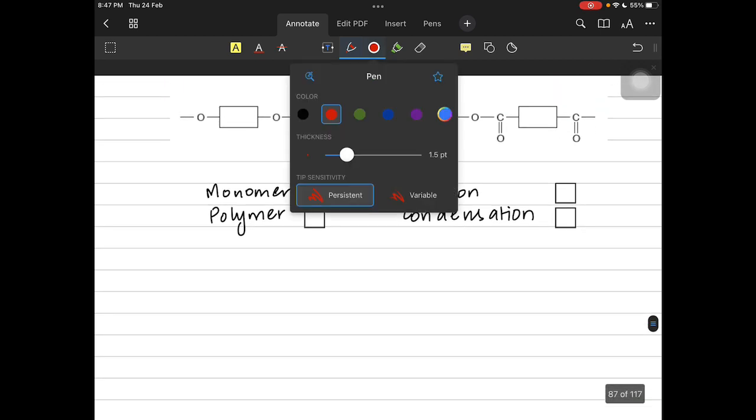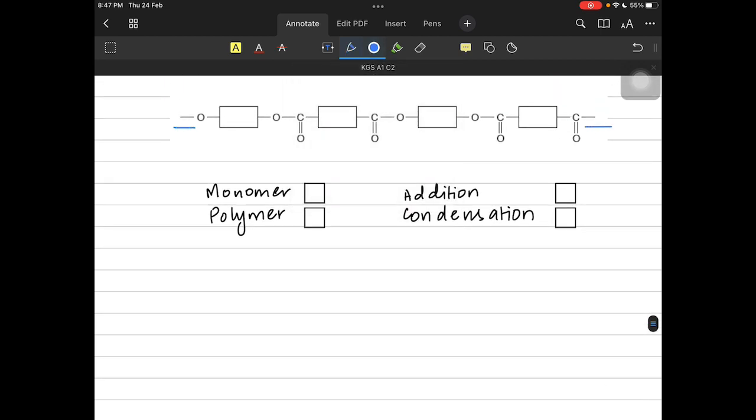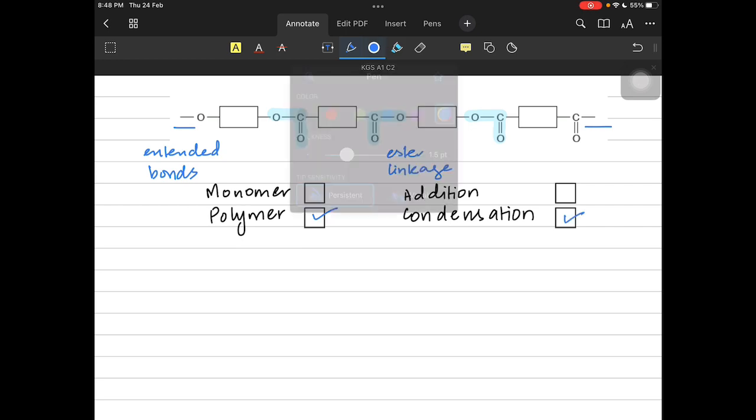Let's try this molecule. This is again a polymer because you can see the extended bonds on both sides. Even though there's not a bracket over here, you can see that it's a polymer. You notice that within the main backbone, there are ester linkages out here. So that's a condensation polymer. That's ester linkage right over here. Not amide linkage, not a carbon-carbon central linkage. So it's definitely a condensation one.